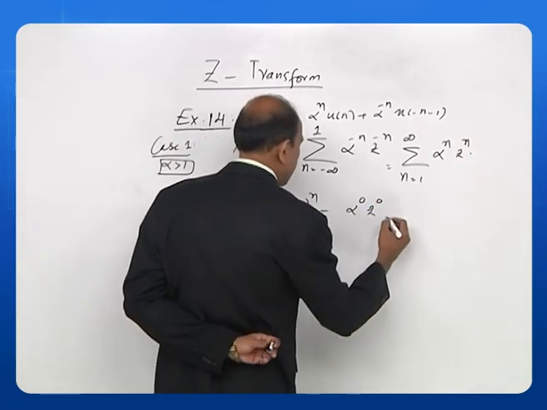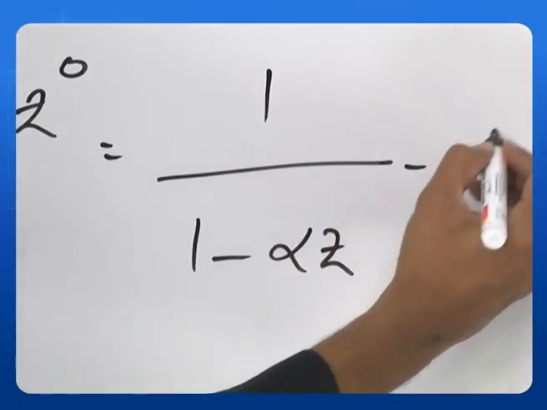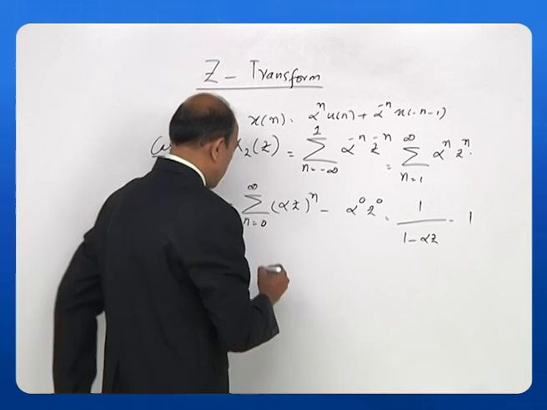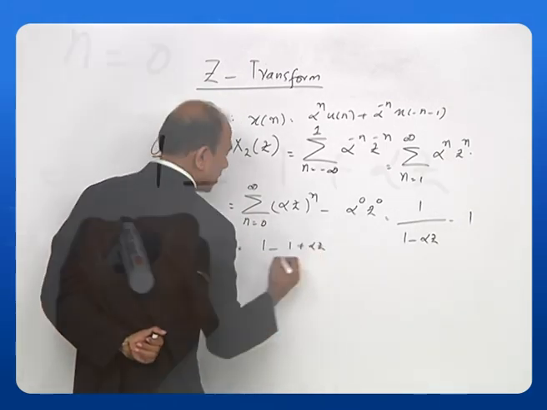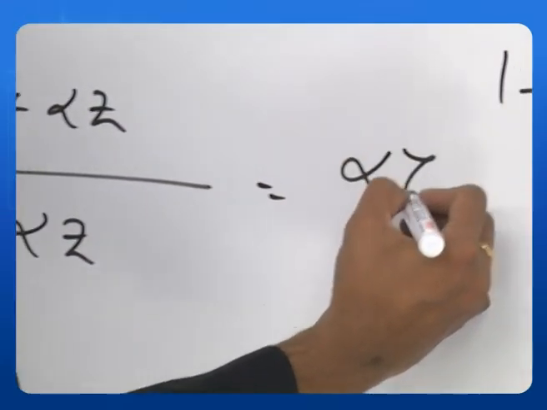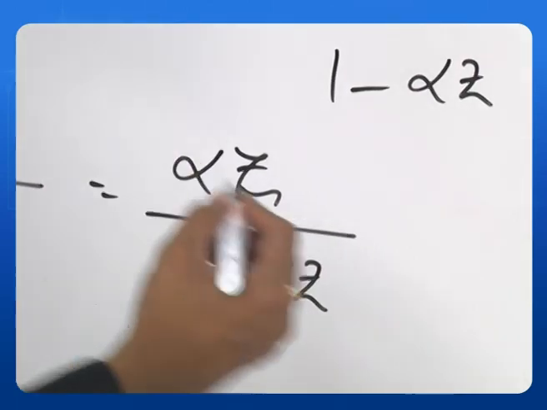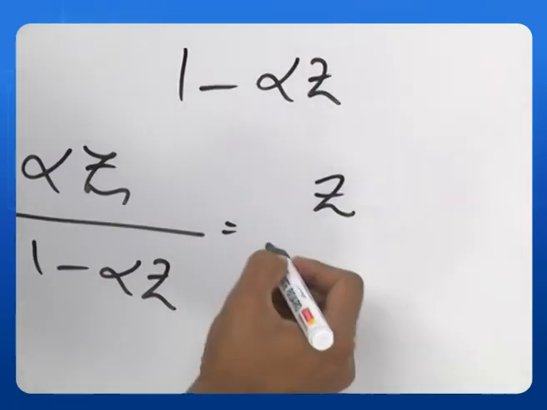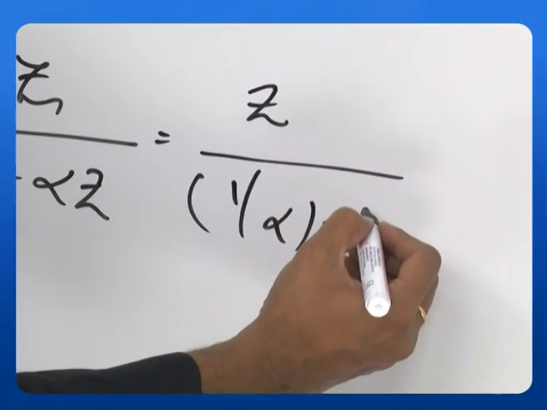So, this will be equal to 1 by 1 minus alpha z^-1. So, that will be equal to (1 minus 1 plus alpha z) by (1 minus alpha z). So, this will be equal to alpha z by 1 minus alpha z, or I can just write this as z by (1/alpha minus z).